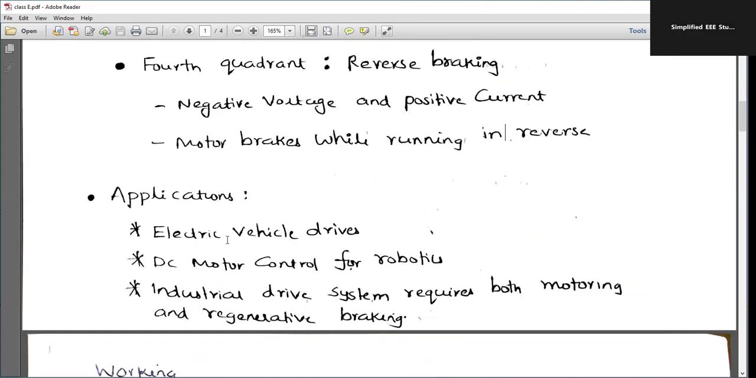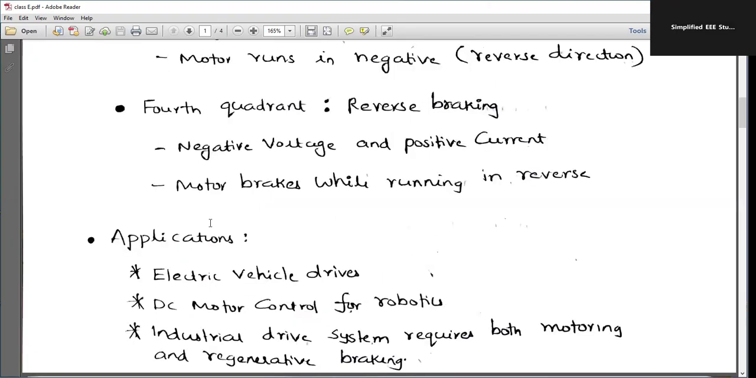There are a few applications, especially electric vehicle drives, where we use the Type E chopper. Then DC motor control for robotics. In some cases, there will be a forward direction, immediately it has to be stopped, then reverse direction, again stopping. For such kind of operation, it is better to go for a Type E chopper. Why? Because it is a multi-quadrant operation, which we require in cases like robotics. In industrial drive systems, we require both motoring and regenerative braking. These are a few applications which are most commonly used in industries.